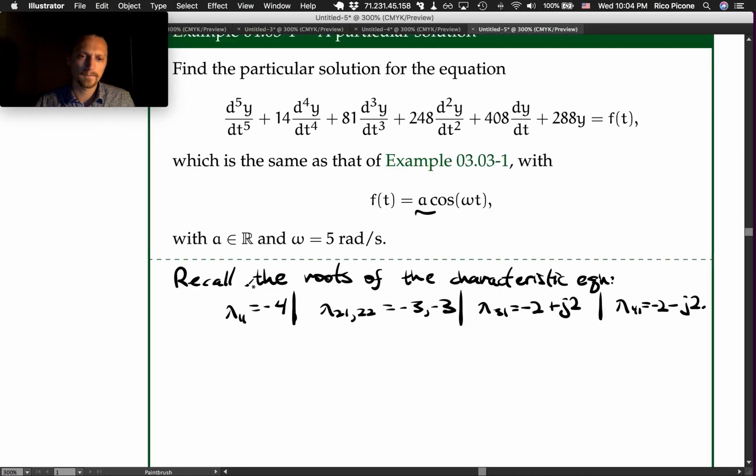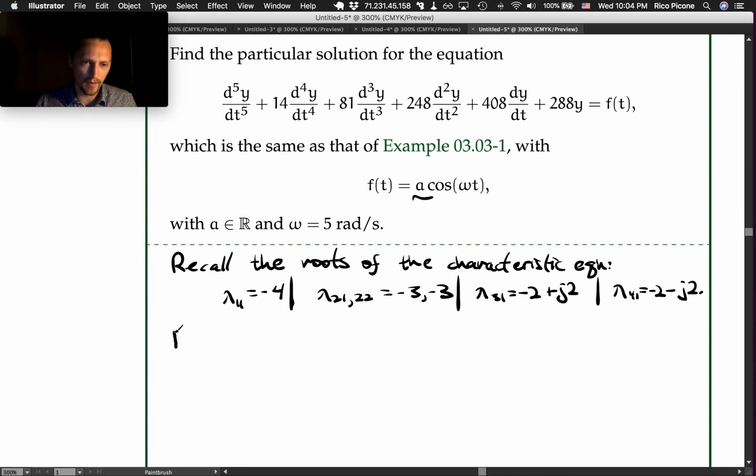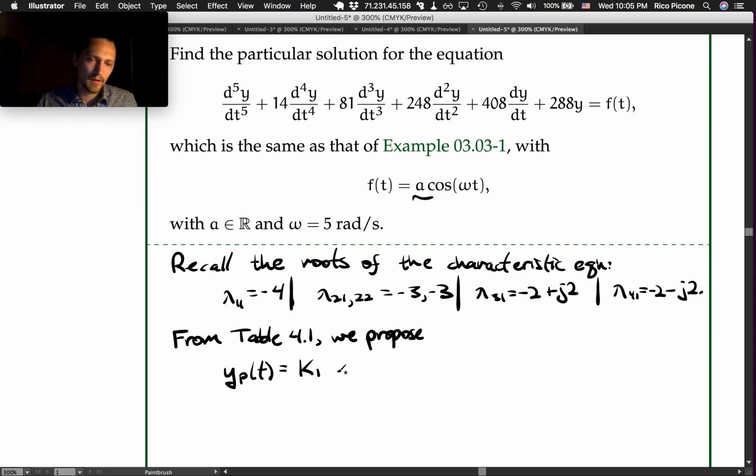So from table 4.1, we propose that the particular solution, yp of t, is k1 cosine omega t plus k2 sine of omega t.